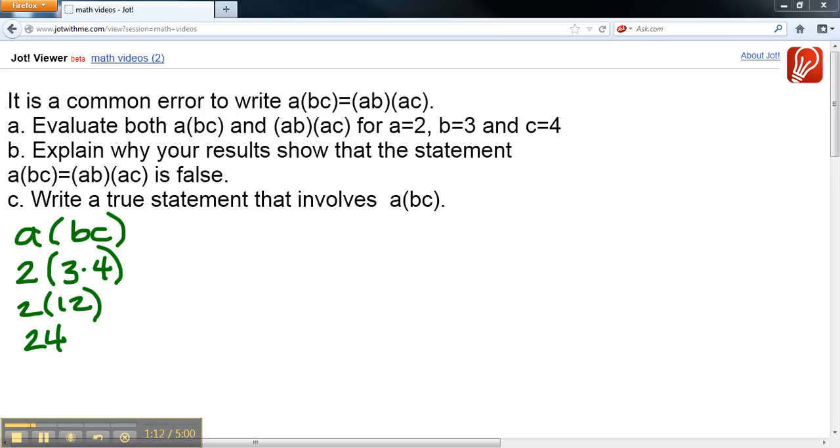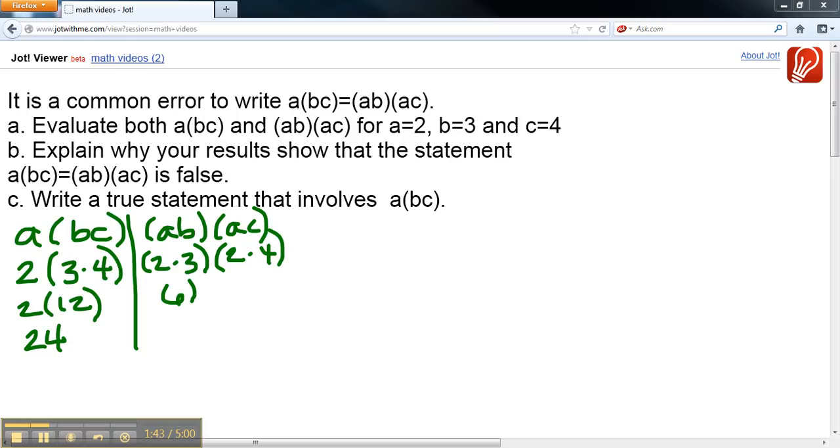Now we want to take AB and AC and do the same thing. So we'll take 2 times 3 in those first parentheses times 2 times 4 in the second parentheses. Again, we want to evaluate within the parentheses first. That's what order of operations tells us to do. 2 times 3 is 6. 2 times 4 is 8. Now we have 6 times 8, and that gives us 48.